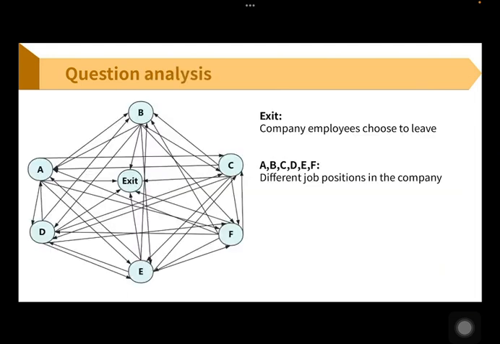And this is a Markov chain of the transfer situation in this company. We can see A, B, C, D, E, F are different job positions in the company, and the exit is where company employers choose to leave. According to this Markov chain, we can analyze the transition situation and the transition probabilities in this company.